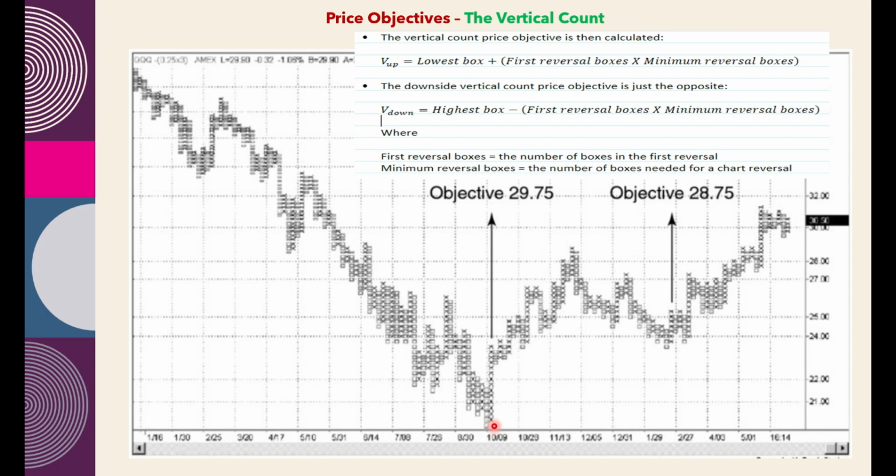So 0.25 multiplied by 13 equals 3.25, multiplied by the minimum reversal boxes, which is the reversal criteria, which is 3 for us. What is the lowest box? 20. The first reversal boxes, 13 multiplied by 0.25, which is 3.25, multiplied by 3. 3.25 multiplied by 3 is 9.75, plus 20 equals 29.75. This target is achieved right here.